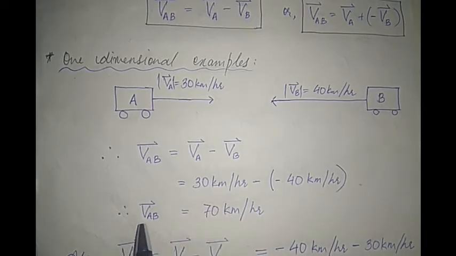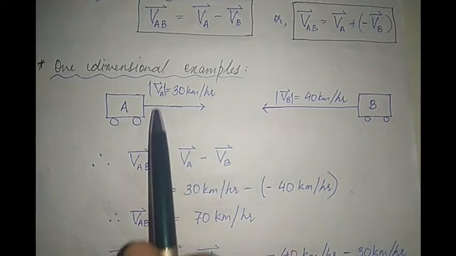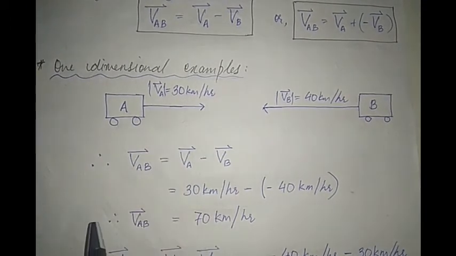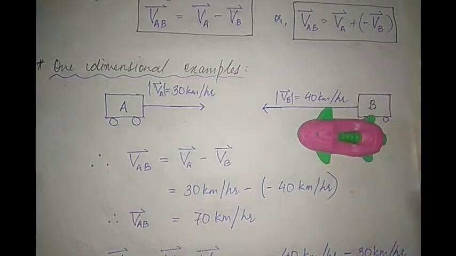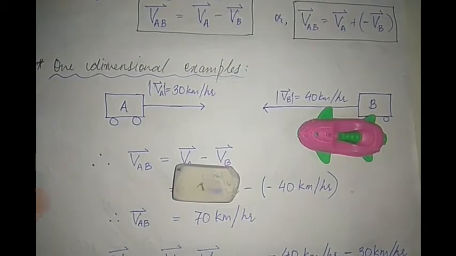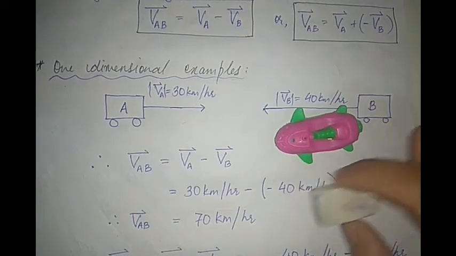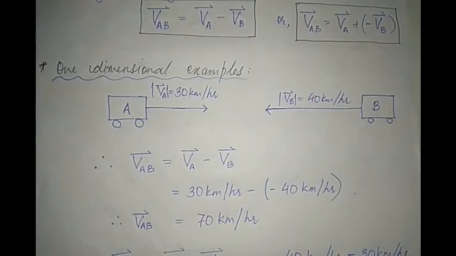So finally, the relative velocity of A with respect to B comes out to be 70 kilometers per hour. Since VAB comes out to be positive, it means that the velocity of A as seen by B has the same direction as VA. So when you inside car B are looking at car A coming towards you, it seems to you that car A goes zoom past your vehicle with a velocity of 70 kilometers per hour. And this is also what we actually experience in our daily life.